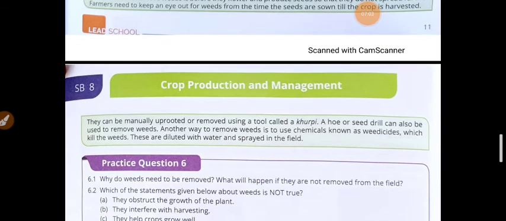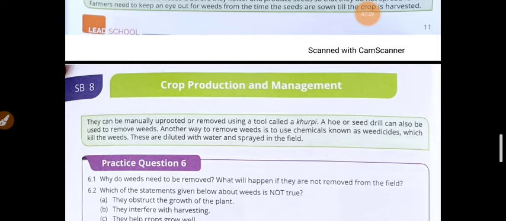They can be manually uprooted or removed using a tool called खुरपी. खुरपी से रिमूव सकते हैं, सीड ड्रिल से भी वीड रिमूव कर सकते हैं, अगर मैन्युअली अपरूट करें तो लीव्स को खींच के रूट्स समेत बाहर निकाल देते हैं.